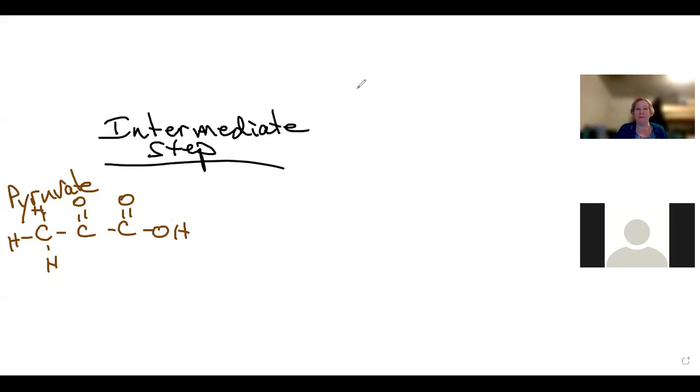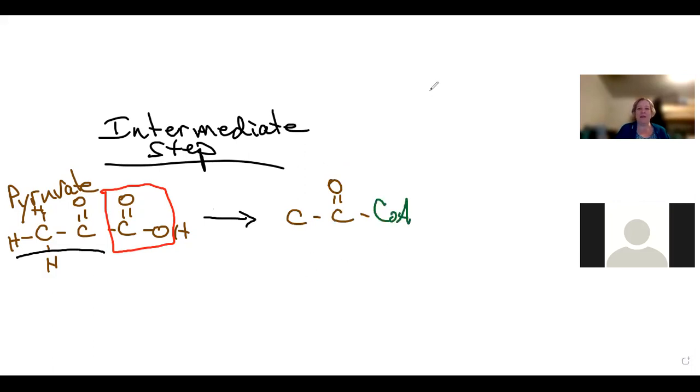So what happens in the intermediate step? We have an enzyme that comes along and snips off this acid group. When it does that, it takes this part and attaches it to a cofactor, cofactor A. This two carbon group with a double bonded oxygen, we call an acetyl group, and this acetyl group gets attached to cofactor A. That gives us acetyl-CoA, acetyl-coenzyme A.